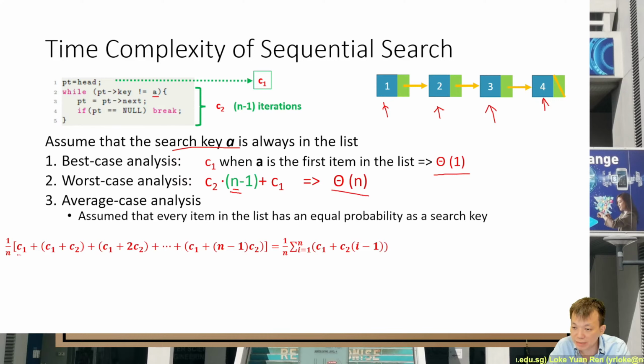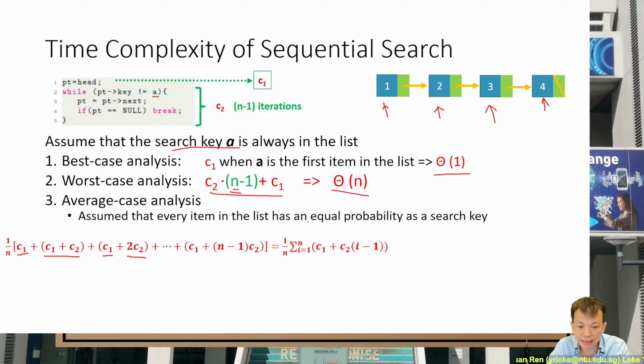If it's the first item, the search time I need to take is C1. If it's the second item, it's C1 plus 1 iteration, C2. If it's the third item, it's C1 plus 2 C2. It's C1 plus 3 C2 if it's the fourth item, and so on and so forth. If it's the last item, which is the worst case, it's C1 plus n-1 times C2.